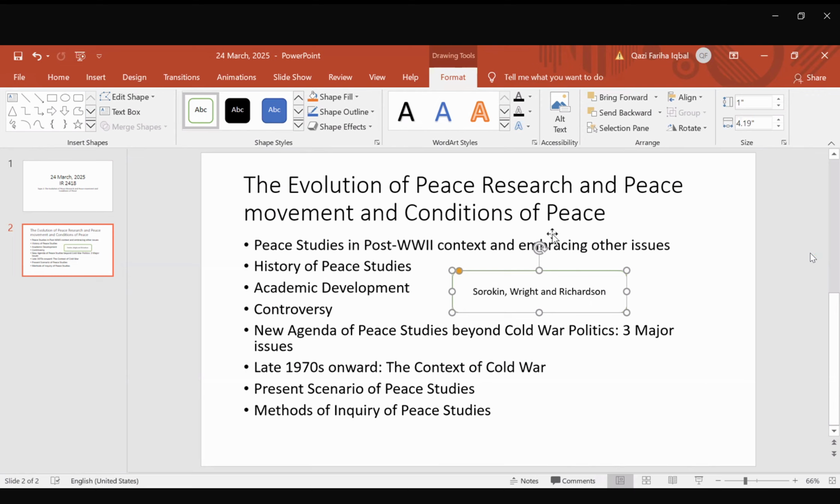As I have written three names in this box, they are considered the pioneers of peace studies: Sorokin, Wright, and Richardson. They are basically the pioneers who took the initial interest in the development of peace research. And later on, we have seen the nuclear arms race, proxy wars. We have studied proxy wars of the Cold War era.